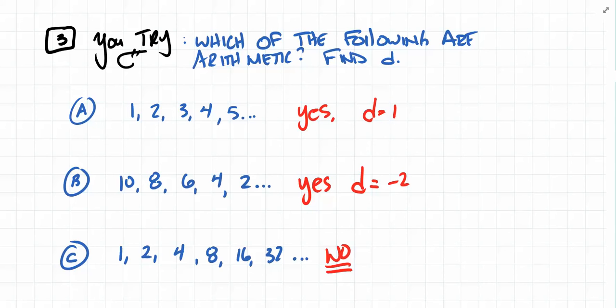And in part C, that is definitely not an arithmetic sequence, because if I pick any term and subtract off the one before it, I get a value of 1. But if I pick this term and subtract off the term before it, I get a value of 8. And those are not the same. Therefore, C was not arithmetic.